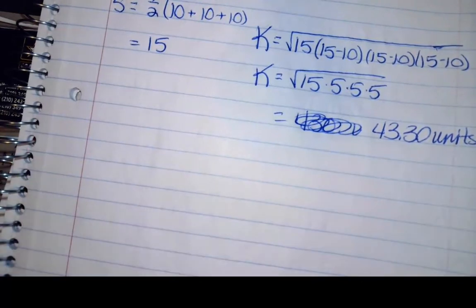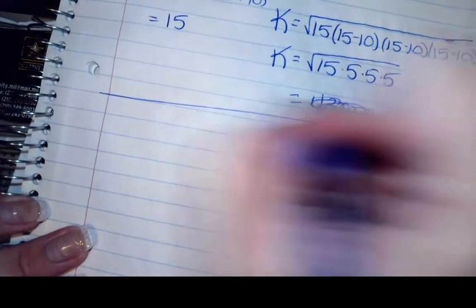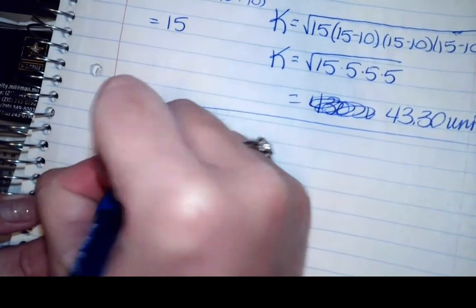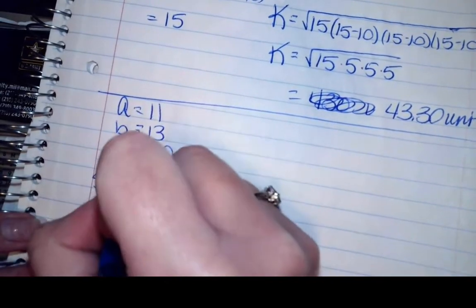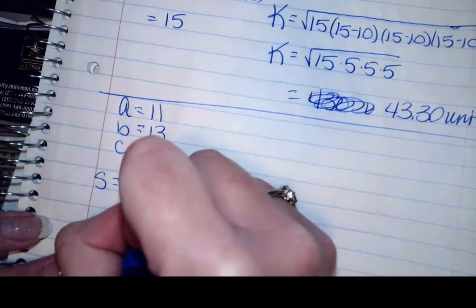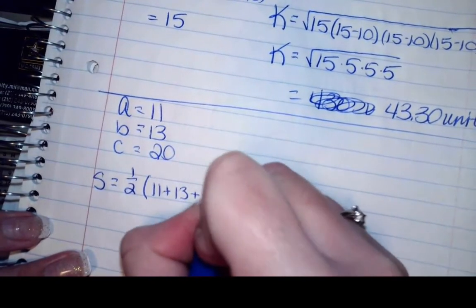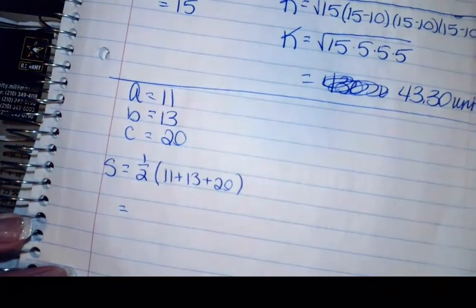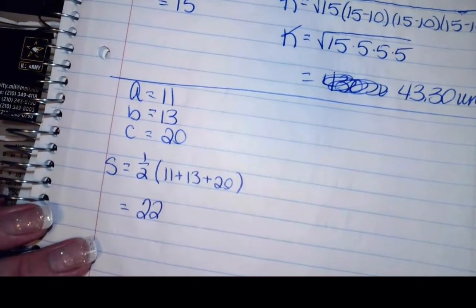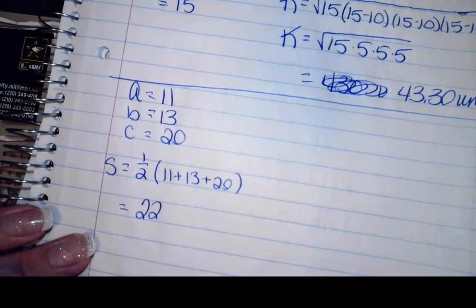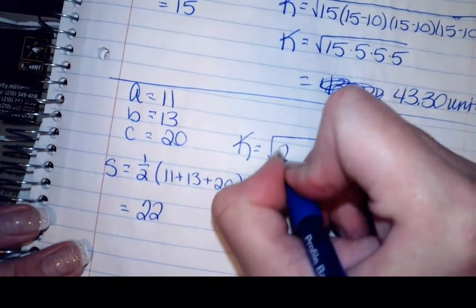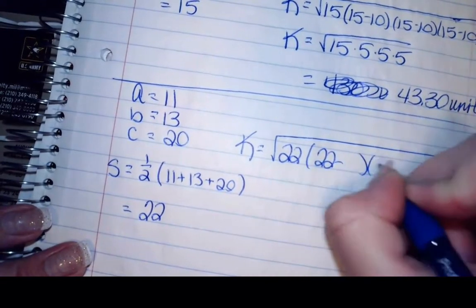All right, so let's do a couple more. We can do 3 more in here. So I've got 11, 13, and 20. So A is 11, B is 13, and C is 20. So again, I'm going to use Heron's formula. So 11 plus 13 plus 20: 11 and 13 is 24, plus 20 is 44, which is going to be 22 when halved. So add those together, divide by 2, you get 22. And so my formula is K equals the square root of 22 times 22 minus each side.